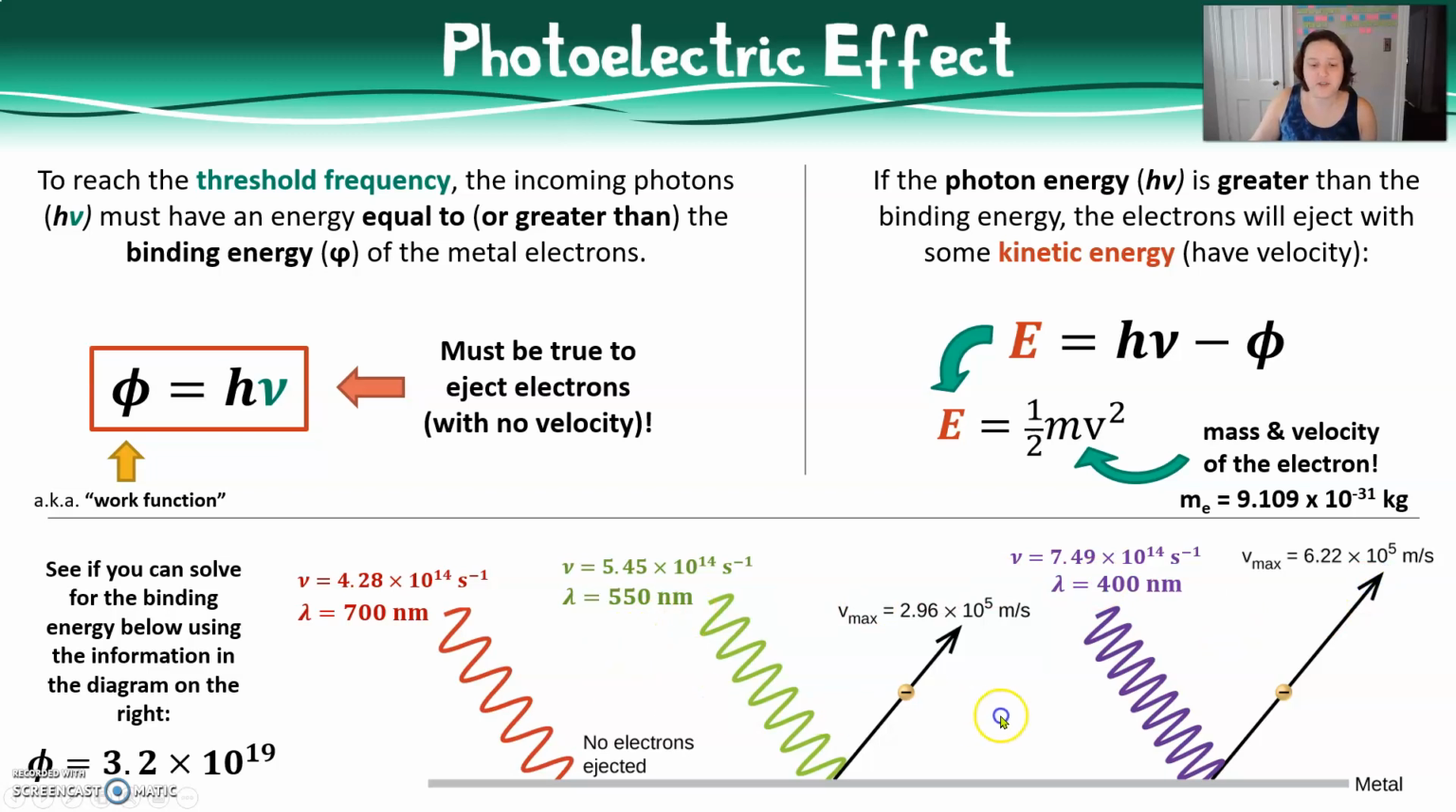Now, from all the information provided in this graphic, you can actually determine the binding energy of the metal using the equations above as about 3.2 times 10 to the 19th. So I challenge you to see if you can use the equations above and the information that's provided on the diagram here to solve for this number for the binding energy and see if you can do that yourself.